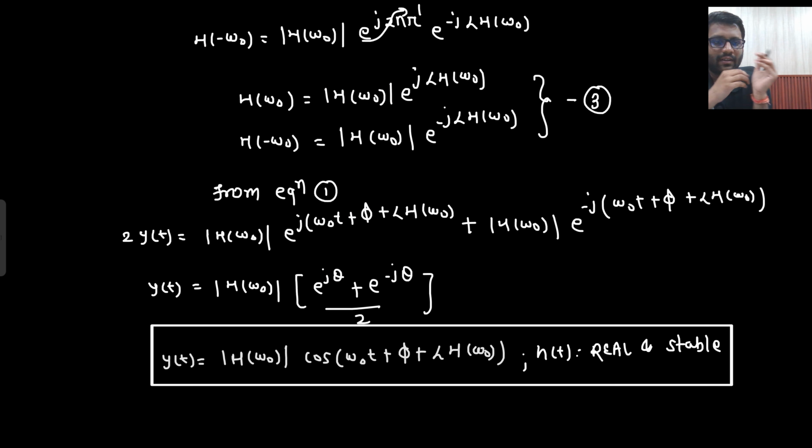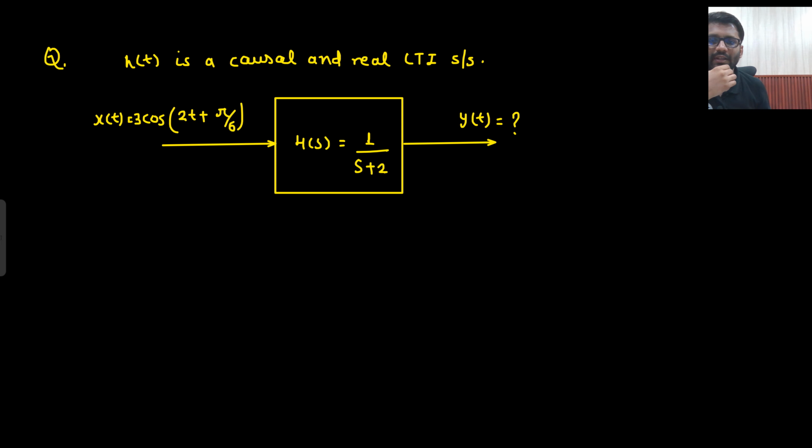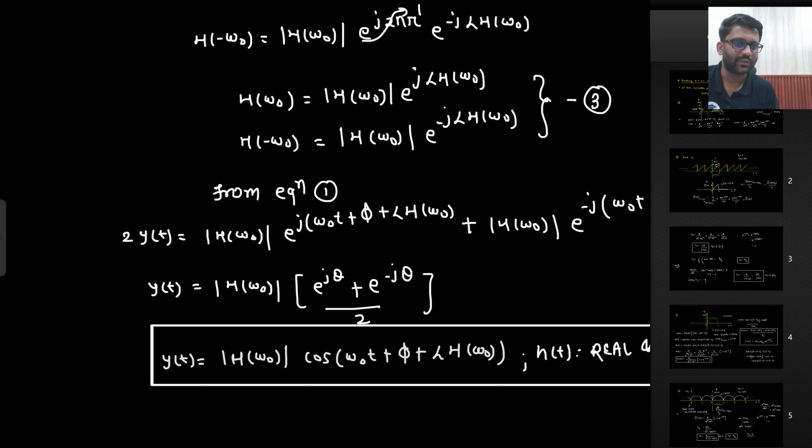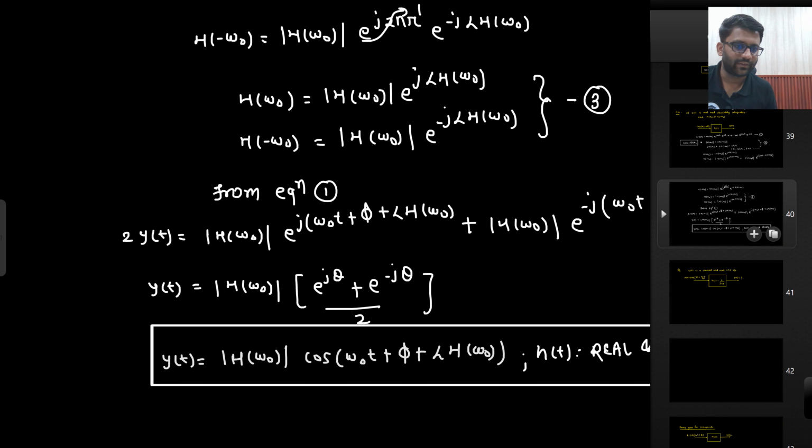So what did you understand? Same goes for cosinusoid as well. But here we should write down the conclusion. So for that we need to add a page. What does the conclusion say? That here h(t) is real and stable. Since it is stable, then h of omega will be defined.